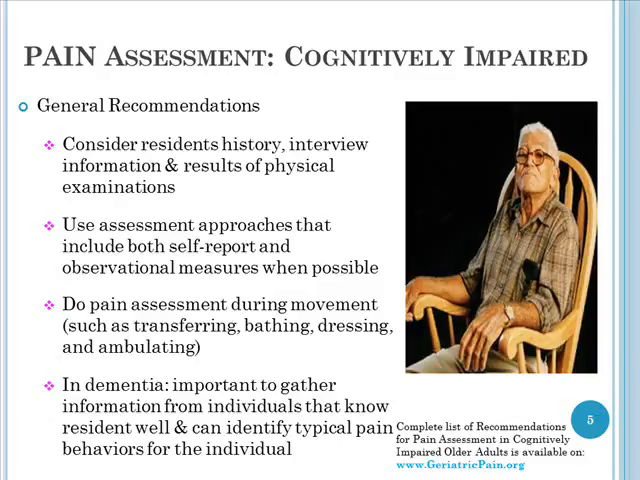It's important to use assessment approaches that include both self-report and observational measures when possible. Many people with dementia and mild to moderate cognitive impairment can self-report and can at least indicate if they're experiencing pain, even if they can't rate how severe it is. This should be a gold standard and part of our assessment approach.